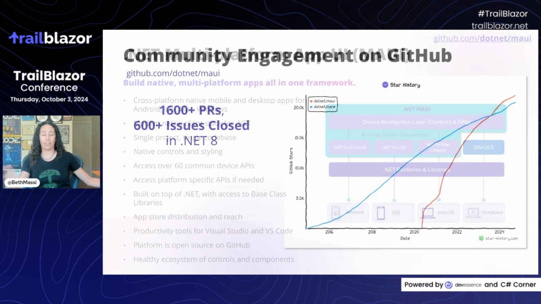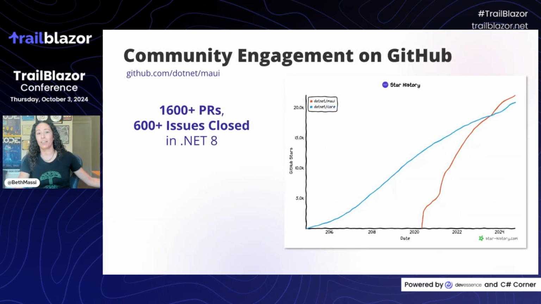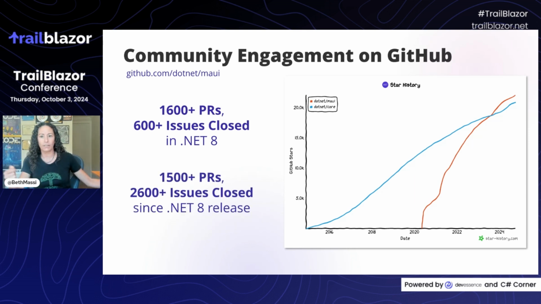And just kind of want to call out a lot of the community engagement we've seen on GitHub. Just for the .NET 8 release, we had over 1,600 PRs and 600 issues closed, which was pretty amazing. But our velocity is really increasing. Since .NET 8, we've been able to merge over 1,500 pull requests so far and close a whopping 2,600 issues. So I just want to say thank you to everyone out there for keeping up the momentum and helping us build this amazing platform with .NET MAUI.